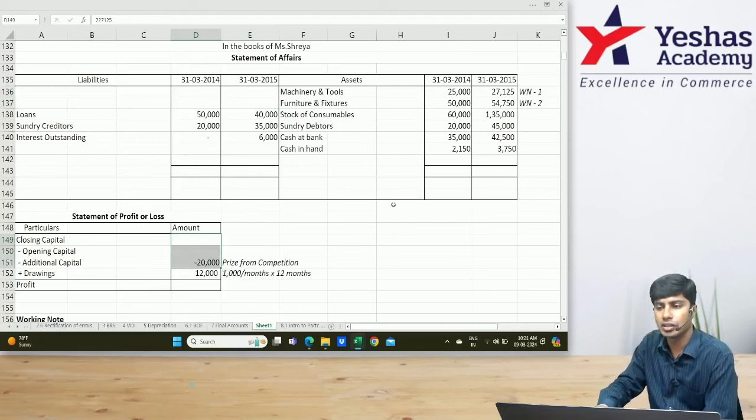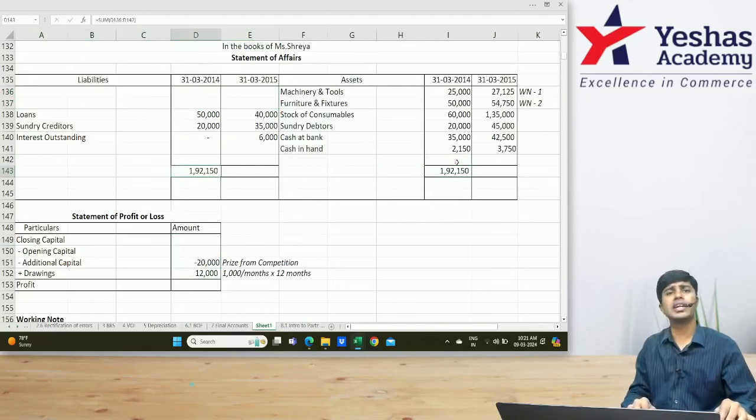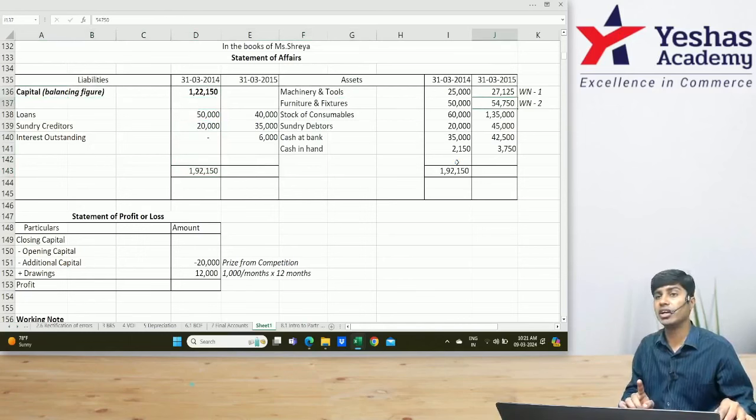Can we do it? Take the total. 25 plus 50 plus 60 plus 20 plus 35 plus 2150. 1,92,000. Minus 70,000. This is opening capital. Similarly, closing. Everyone should take their calculator out and then compute.